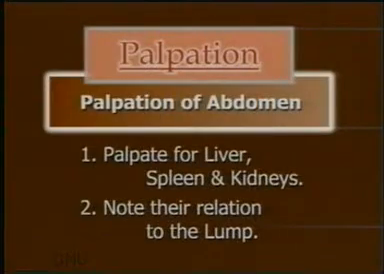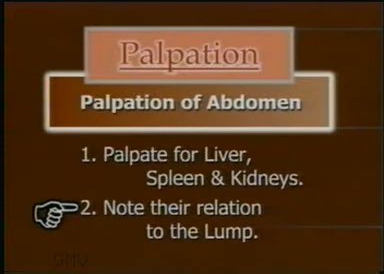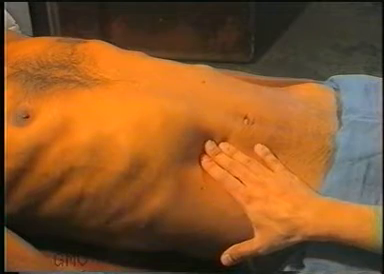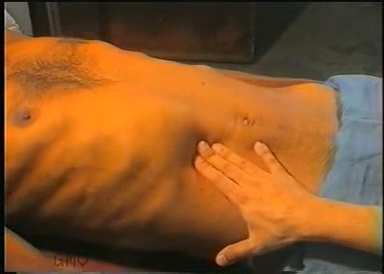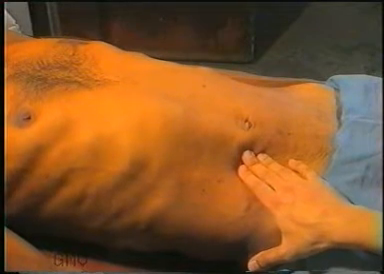Palpate for enlarged liver, spleen and kidneys, and if any of them are palpable or are located close to the lump, note their relation to the lump. To palpate for the liver, start palpating in the right iliac fossa along the midclavicular line with the fingers parallel to the liver border, exerting moderate pressure during expiration. Wait to feel the lower border as it descends during deep inspiration.